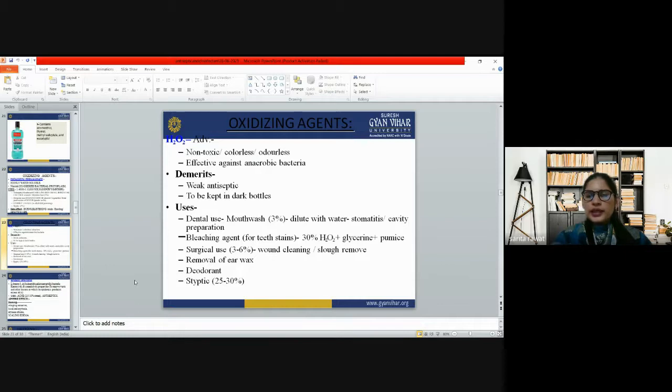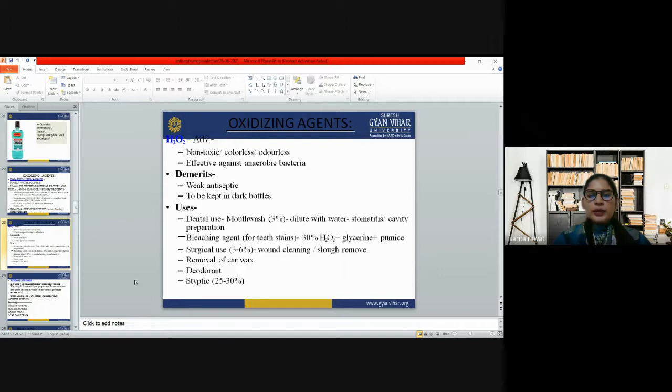When we talk about the dental use, it is used as a mouthwash at 3%, diluted with water, for stomatitis and oral cavity preparations, and as a bleaching agent. It is also used as a bleaching agent for tooth stains, in a combination of 30% H2O2 plus glycerin plus pumice.